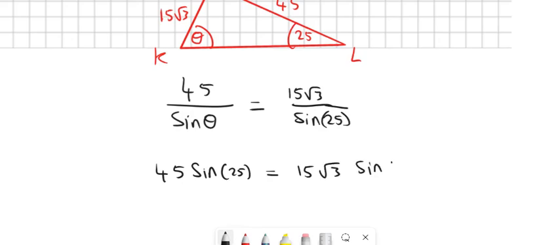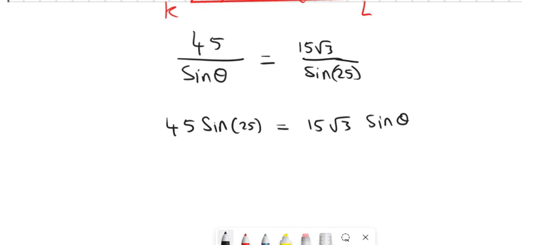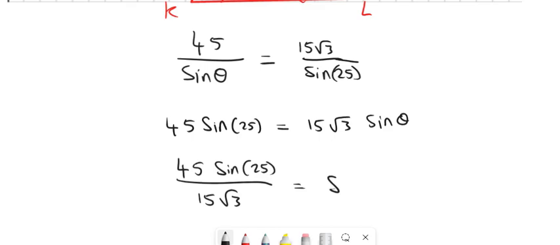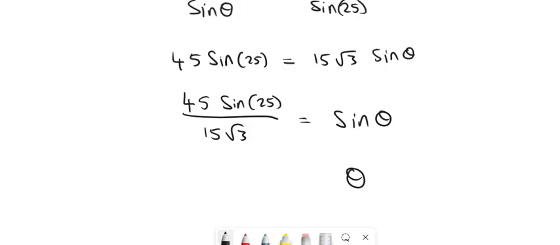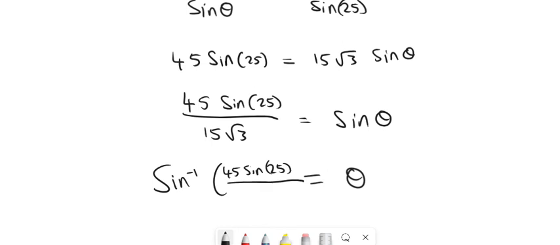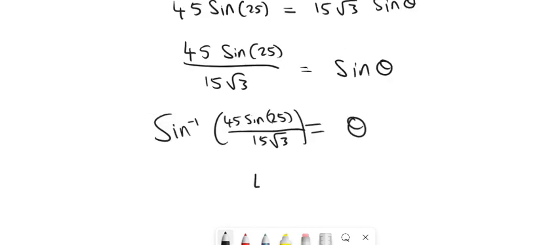is equal to 15 root 3 times sin theta. Then if I bring the 15 root 3 across, we get 45 sin of 25 all over 15 root 3. That's equal to sin of theta. And you could simplify that on the left hand side first if you want, or you can just do sin inverse of all of that, and hopefully it'll go into your calculator for you. You might need brackets around the 45. And that should give us an answer for theta. We get 47 when it's rounded to the nearest degree.